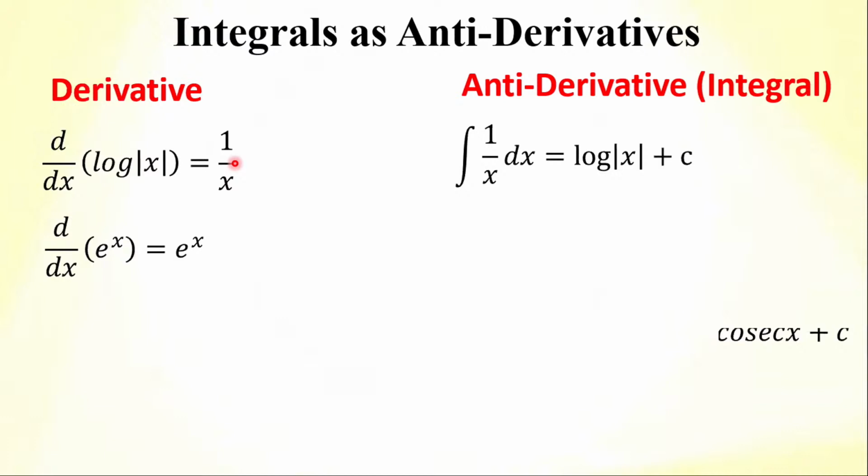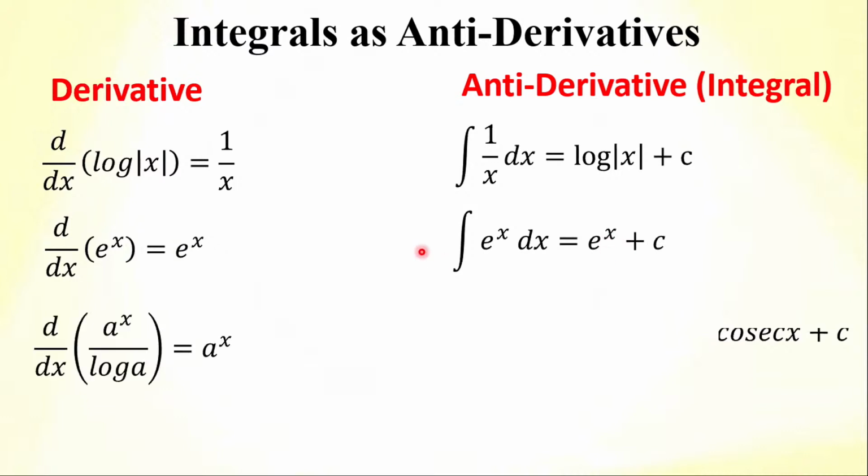Derivative of the exponential function e raised to power x is e^x. So its integral is also going to be e^x. So this exponential function e raised to power x is the only function whose derivative and integral both have the same answer, e raised to power x.